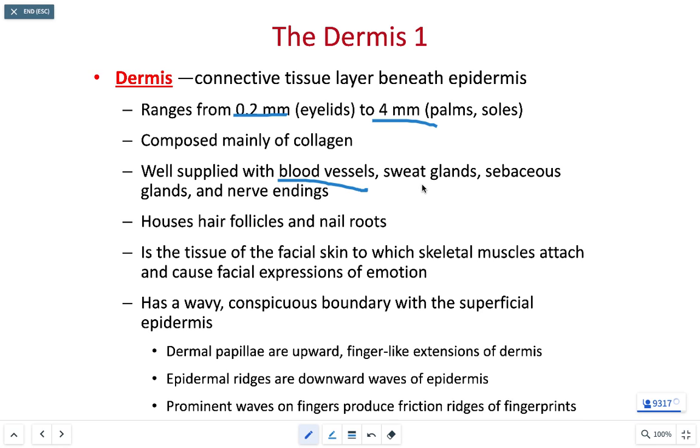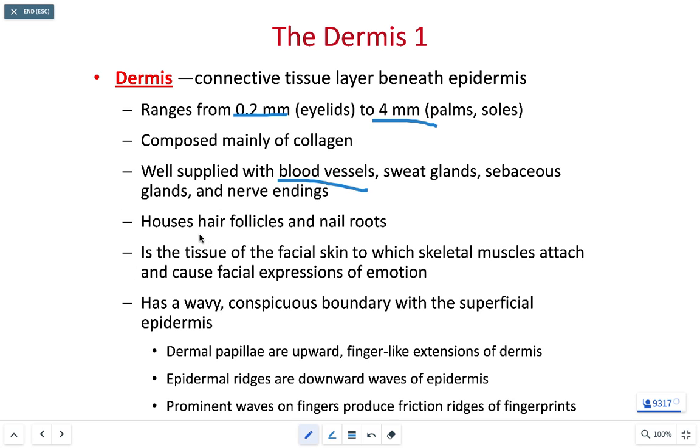And because of its high nutrient supply, we're going to have most of the exciting things happen in the dermis. We're going to have our glandular secretions. We have most of our nerve endings. Most of our metabolically active parts of our skin will be housed within the dermis because this is the part of our skin that has the biggest nutrient supply.